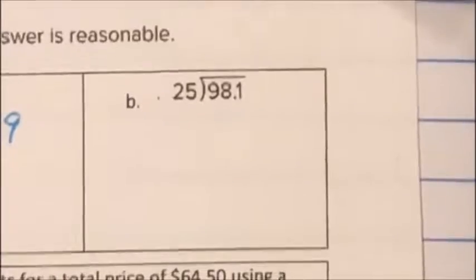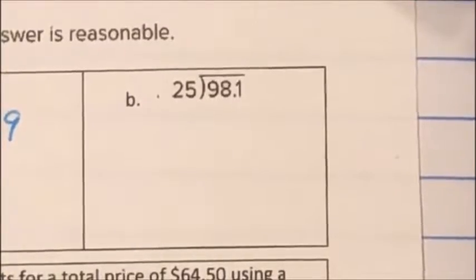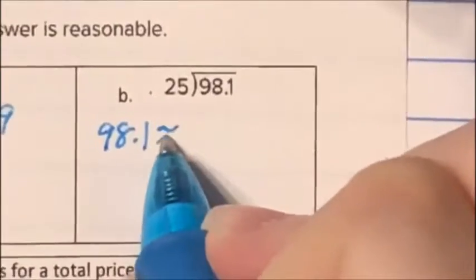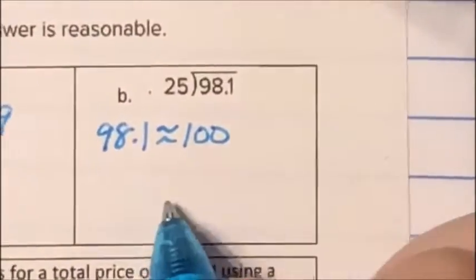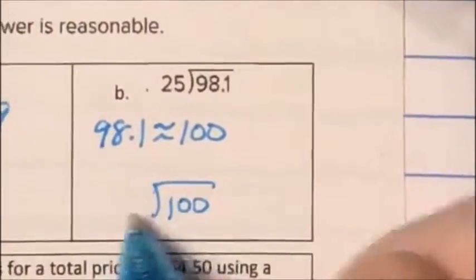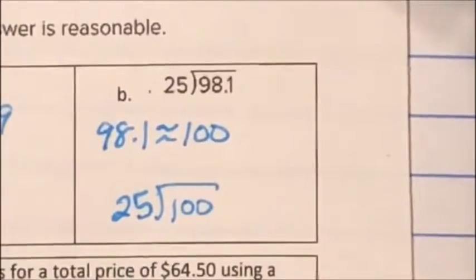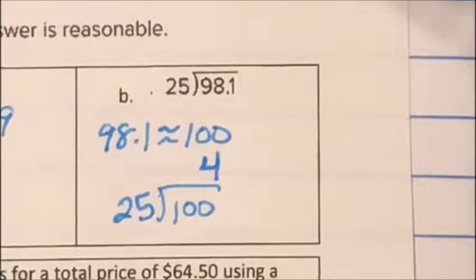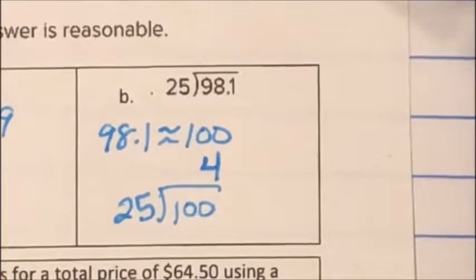Okay. Letter B is 98.1 divided by 25. So I'm going to round 98.1 to about 100. And then I'm going to divide 100 divided by 25, which gives me about 4. So my answer is 4.